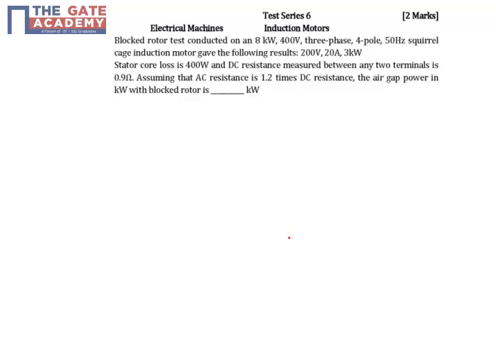So in the given problem, he has given the blocked rotor test details and he is asking what is the air gap power at rated voltage. If you see here, he has connected this blocked rotor test at 200 volts, right? But the rated voltage is 400 volts. So that means you have to calculate the air gap power at rated voltage.